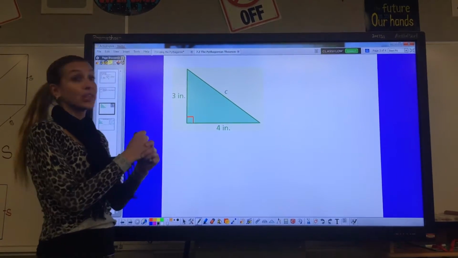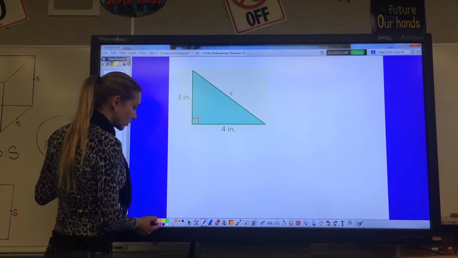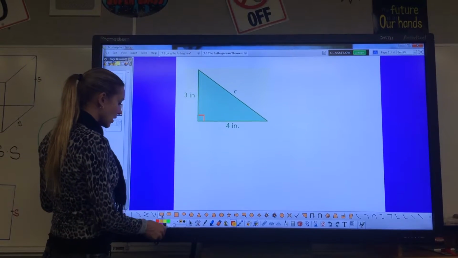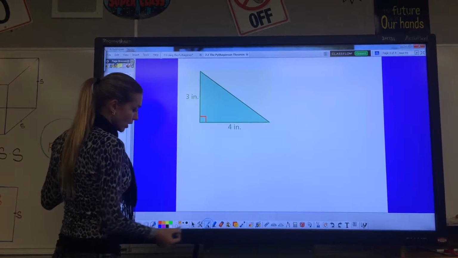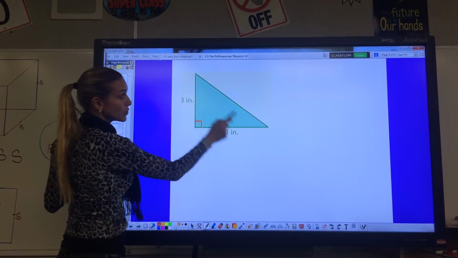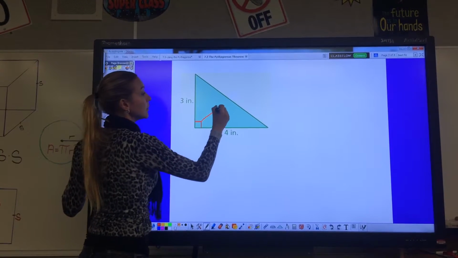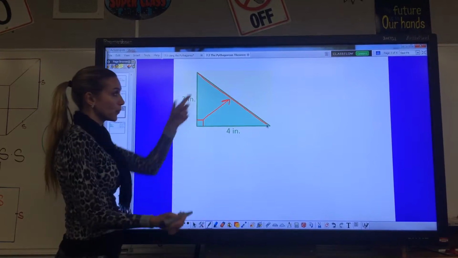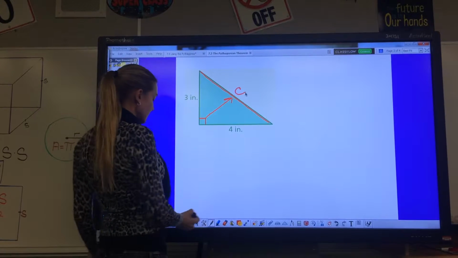Let's look at how the Pythagorean theorem looks in action. Your first and most important job is to find out which side actually is your C. If this was not in here, and you had to figure out the measure of this side, I know right away that C, the hypotenuse, is always across from the 90-degree angle. This is going to be my C, the longest side of the triangle.